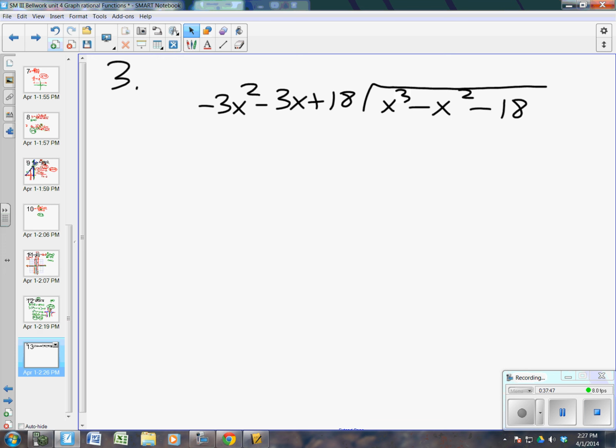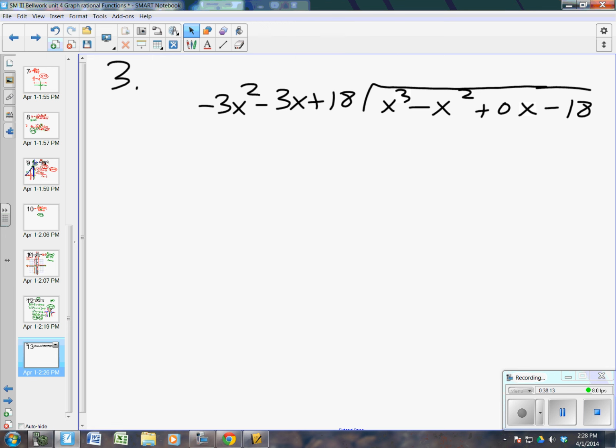So what do we multiply negative 3x squared by to get x cubed? X. We multiply it by actually negative 1/3 x, right? By the way, minus 18. I'm going to put 0x right here, you guys. Plus 0x minus 18. Is that what it was? Is it minus 18? Yes. Okay.